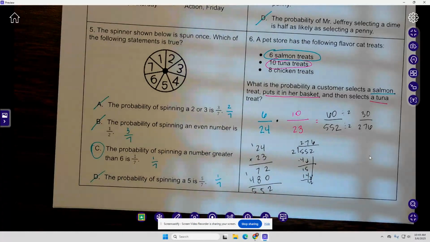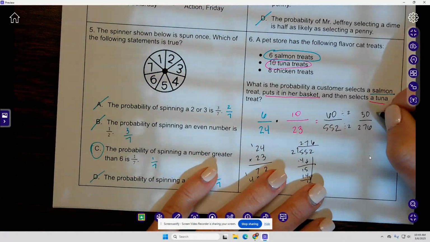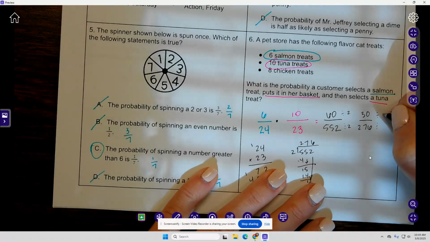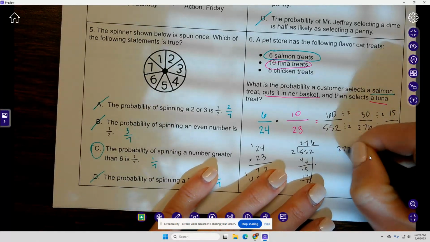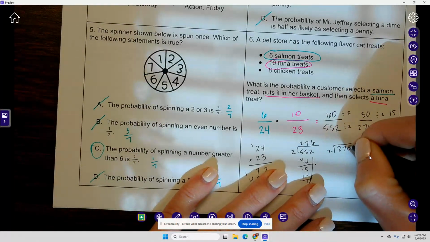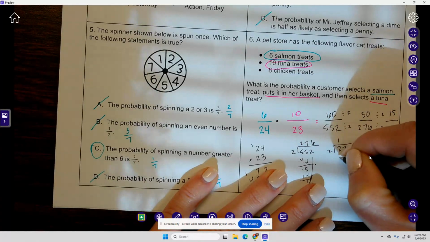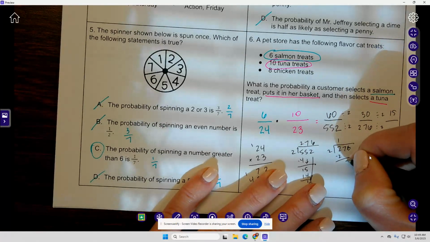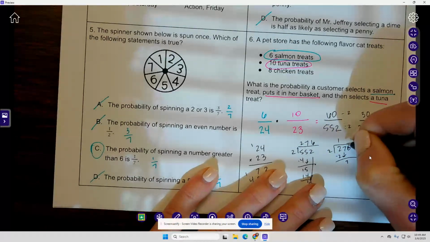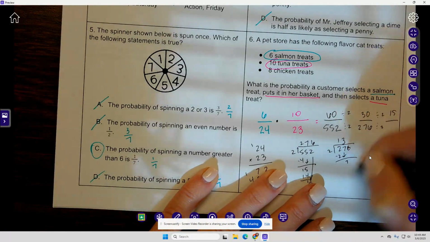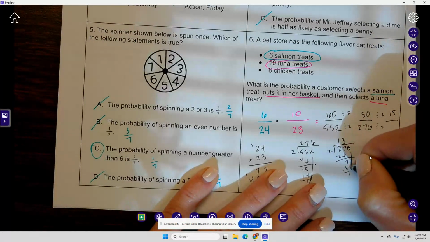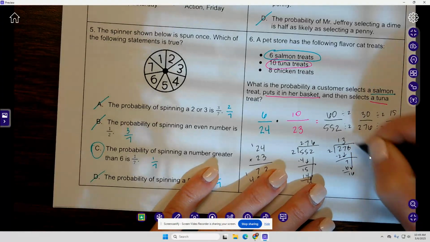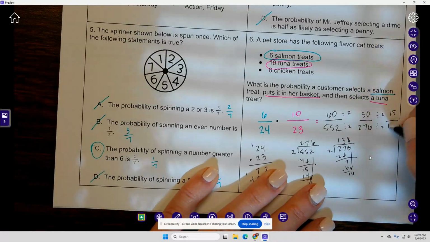So I'm going to keep going. So I'm going to do 2 again. So 30 divided by 2 is 15. 276 divided by 2. 2 can go into 2 one time. Bring down my 7. It can go into 7 3 times. Bring down the 6. 2 can go into 16 8 times.